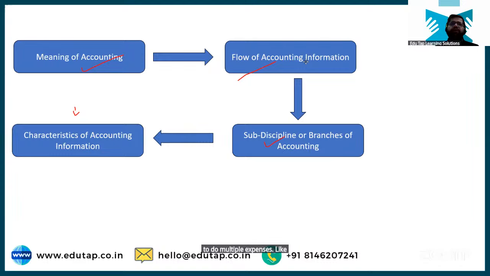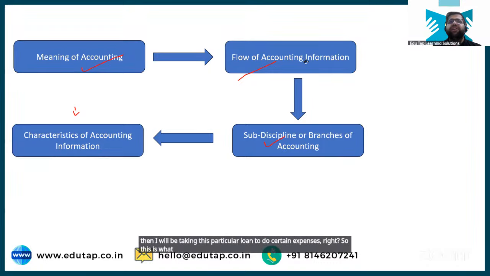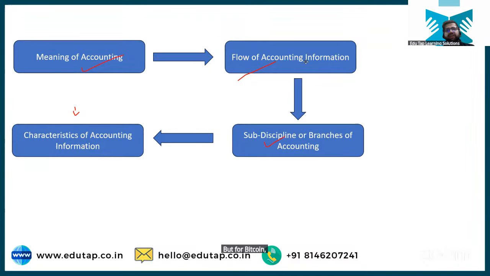Like if I take a loan of rupees 1 lakh from the bank, then I will be taking this loan to cover certain expenses, right? So this is what cash flow will tell you. But for Bitcoin, your answer should be income statement.